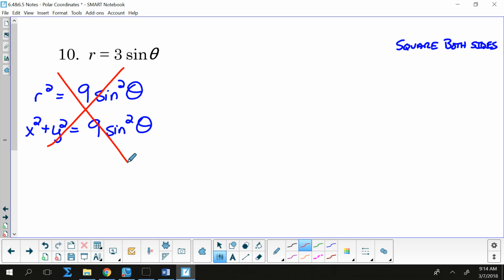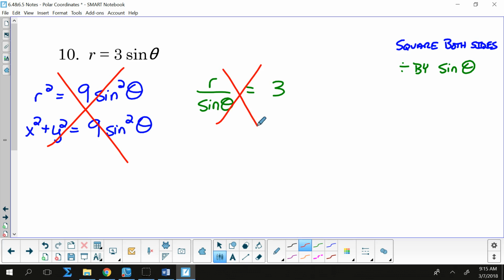Another algebraic method that I could do is divide both sides by the sine of theta, maybe get r and the sine of theta all on the same side. That would give me r divided by the sine of theta equals 3. But that doesn't help me either, because I need r times the sine of theta, not r divided by the sine of theta. So both of these didn't work out.